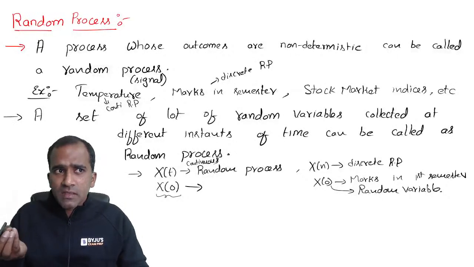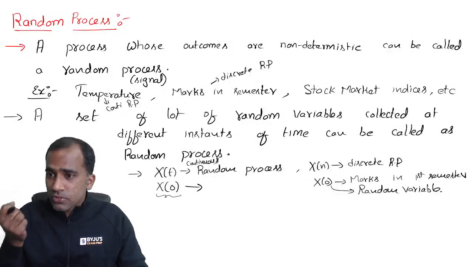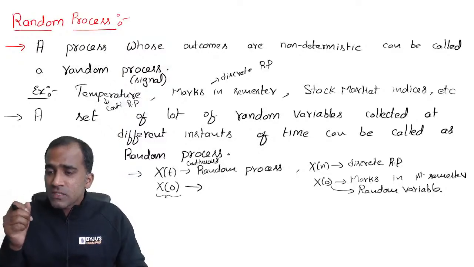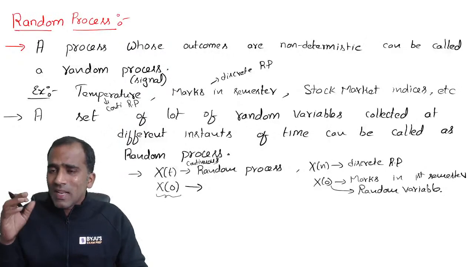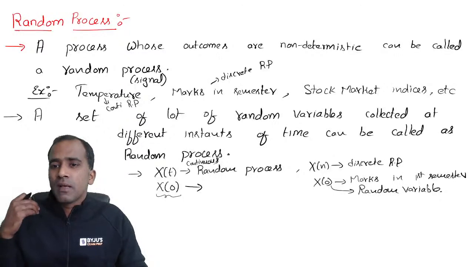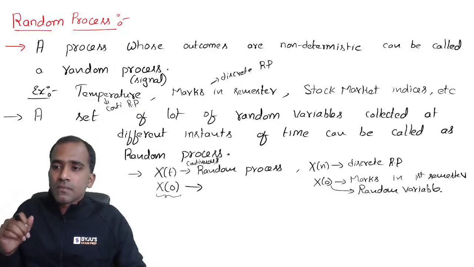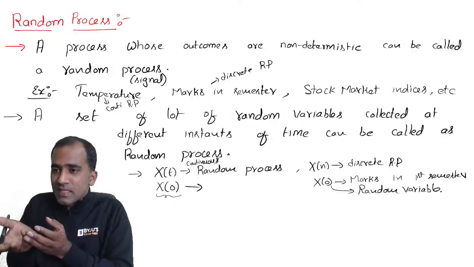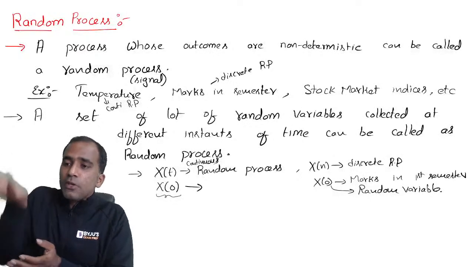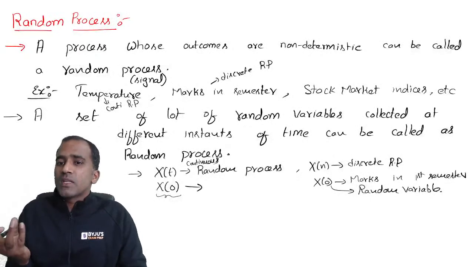Random variable means which takes various values in a random manner, in a non-deterministic manner, which means I can't say before it happens. Before I see the value, I don't know what will be the value. It can be any of those many values, but I don't know what is the exact value.